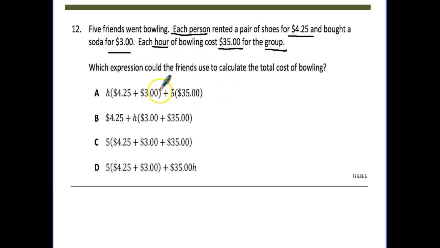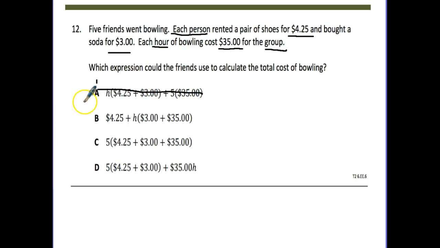Okay, so I'm going to look at this first one here. This says H is going to be the variable to represent the hours that they were bowling. And this is saying H times $4.25 and $3. Well, I'm thinking that can't be correct because that's what they paid for the shoes and for the soda. And then there were 5 people times $35. Well, again, the $35 is for each hour for the group. So absolutely not that one.